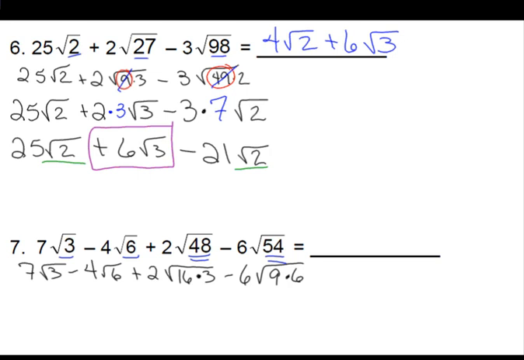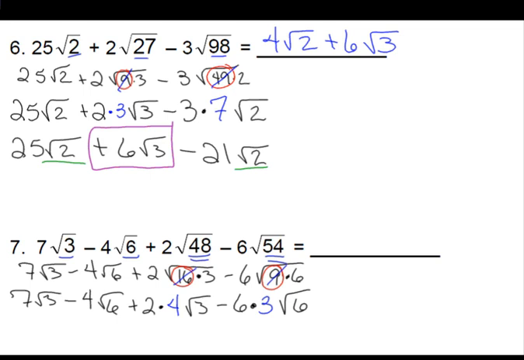So looking here, my 7 square root of 3 is still just chilling out front. My 4 square root of 6 is chilling right next to him. This next one becomes 2 times, well, 16 is a perfect square. Since 16 is a perfect square, it comes out as a 4. And I'm left with the square root of 3 in my radical. Minus 6 times, well, 9 is a perfect square. So therefore, the square root of 9 is 3, so that one comes out. And I'm left with the square root of 6 in my radical.